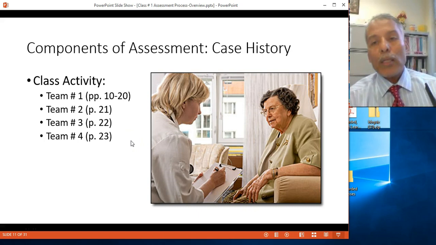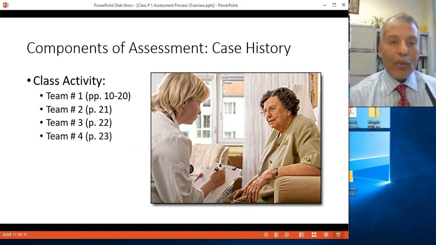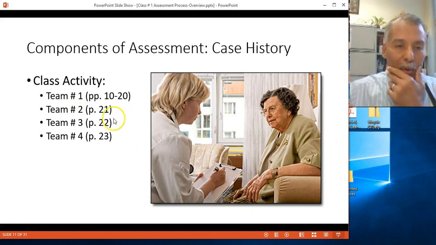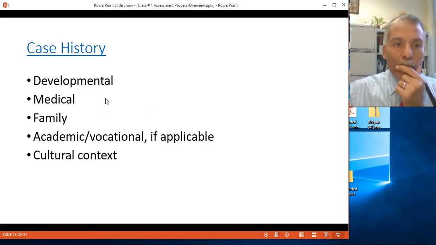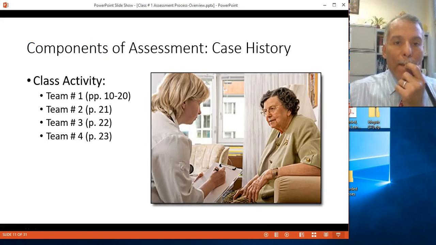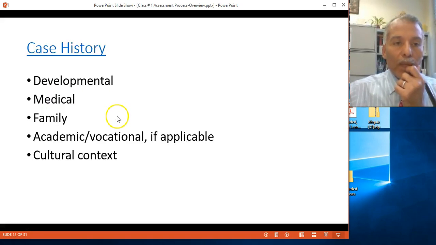So now let's see, these are some activities we planned for the class, and to look at the case history. So I'll tell you the purpose behind this. We might do some of this in the class.